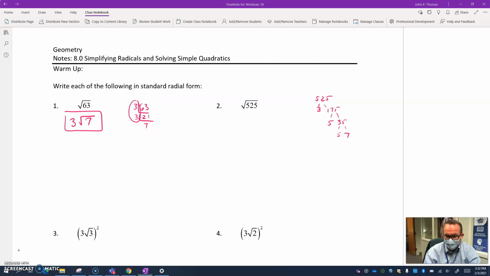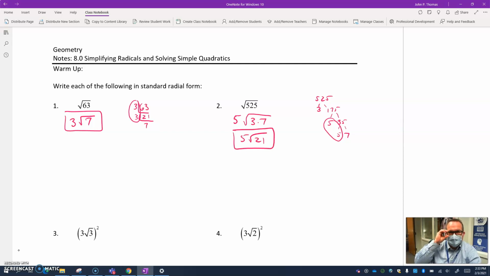All right, so again, I'm looking for pairs. I've got a pair of 5s, because that's really going to give me a 25 if I broke this apart. Square root of 25 is 5, so I can bring a 5 out front. And then I look for the things that are left over. I've got a 3 left over by itself and a 7 by itself. So I have a 3 times 7 inside, which is 21. So I have 5 root 21. All right, and again, that would be the exact answer.